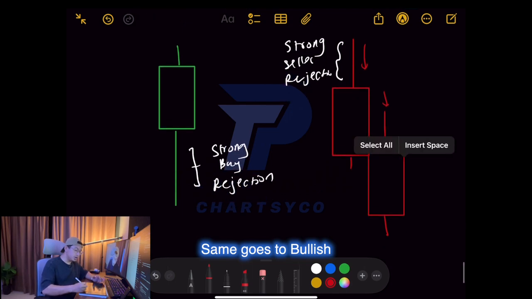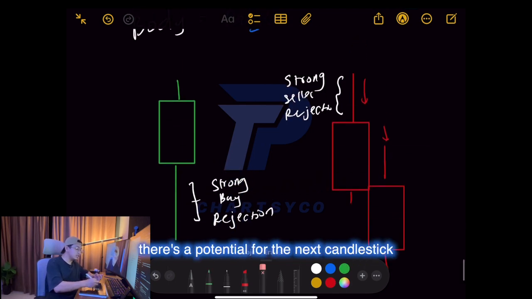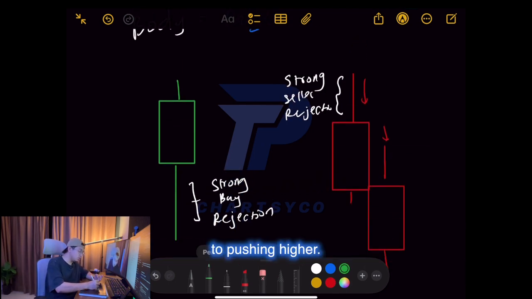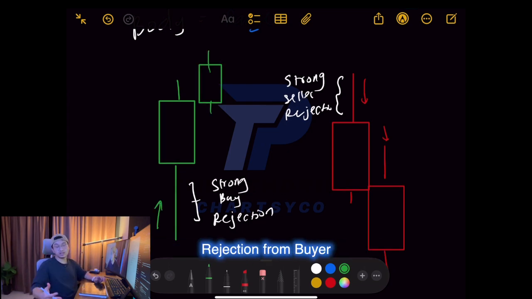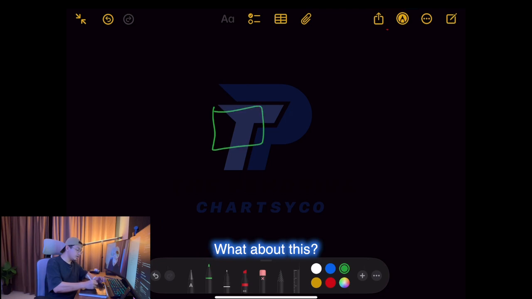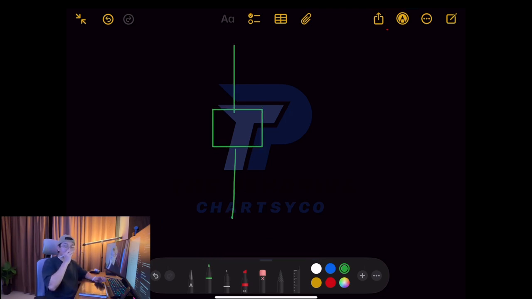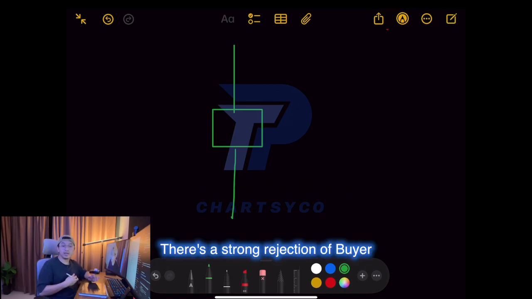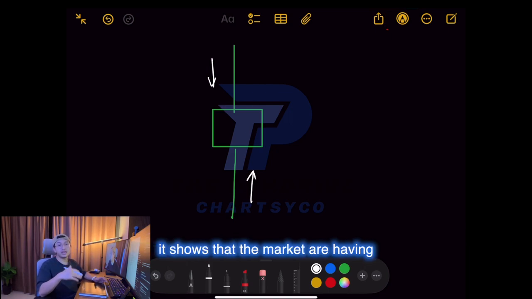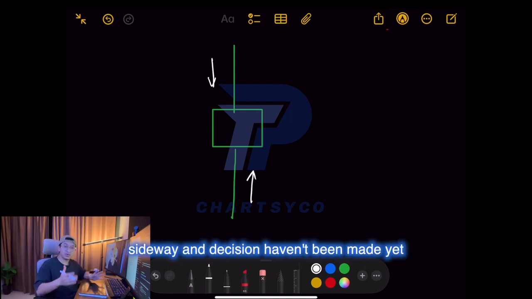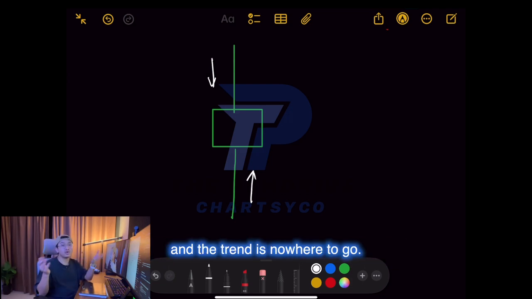The same goes for bullish. If the candlestick looks like this, there's a potential for the next candlestick to push higher, because it's already showing a strong rejection of the buyer. What about this? There's a strong rejection of a buyer. There's also a strong rejection of a seller. Normally, when the candle shows like this, it shows that the market is going sideways and the decision has not been made yet, and the trend is nowhere to go.